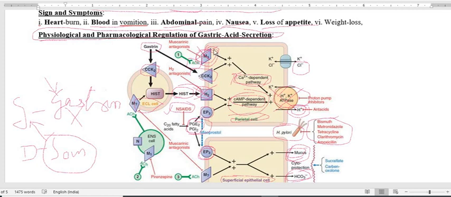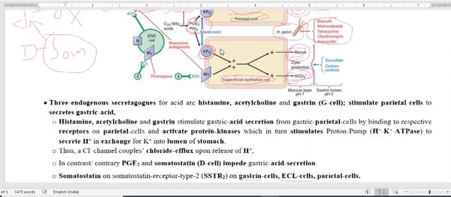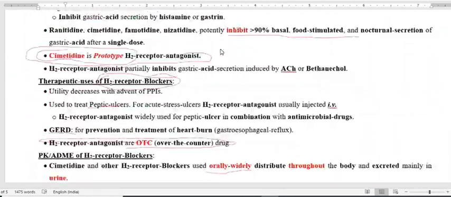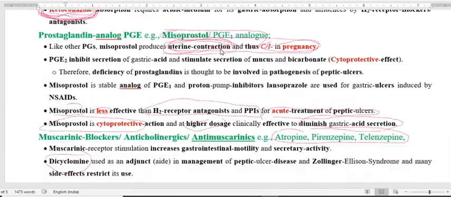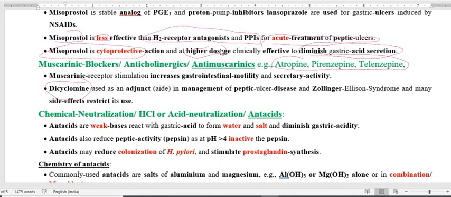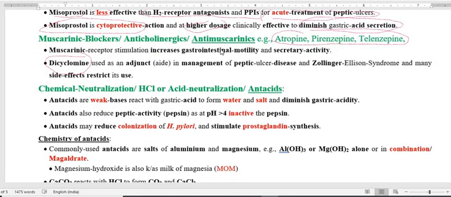So this muscarinic receptor is blocked or occupied by the muscarinic antagonist. So acetylcholine will not find its respective receptor to attach to and produce acid secretion. So this is about the muscarinic receptor blocker. But the muscarinic receptor blocker is not in very much use because of its various actions. So this is about the muscarinic blocker.